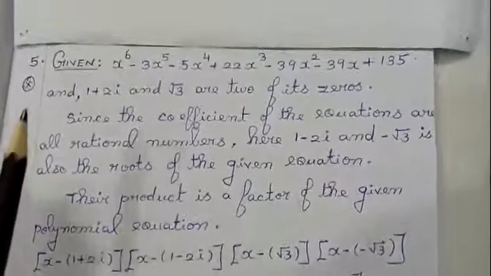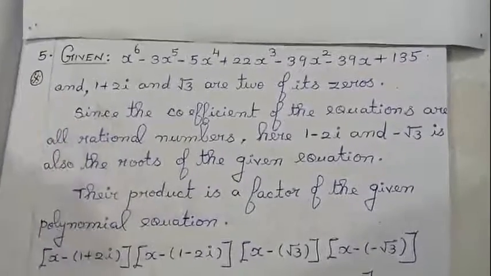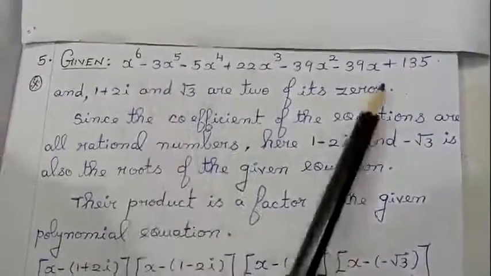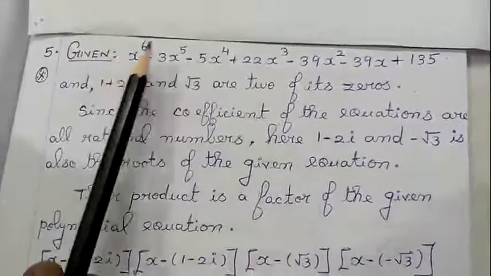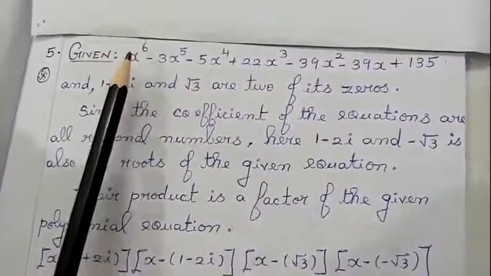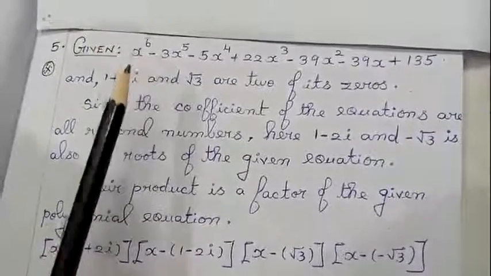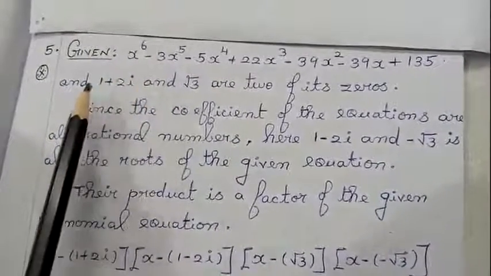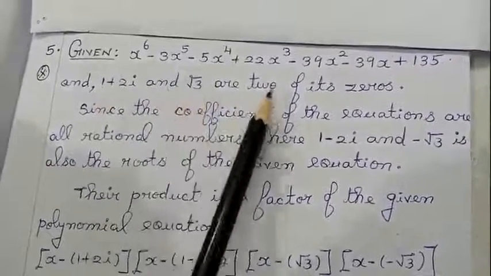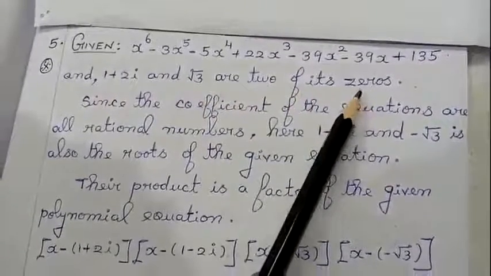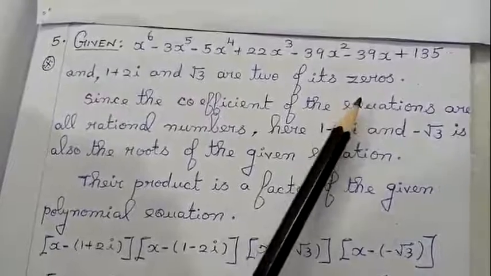Exercise 3.3, fifth sum. If you see the fifth sum, they have given you this equation, and just see the highest power, x to the power 6. So I am going to have 6 roots here. In that, they have given you only 2 roots, that is 1 plus 2i and root 3 are 2 of its roots. So the remaining 4 roots I am going to find here.